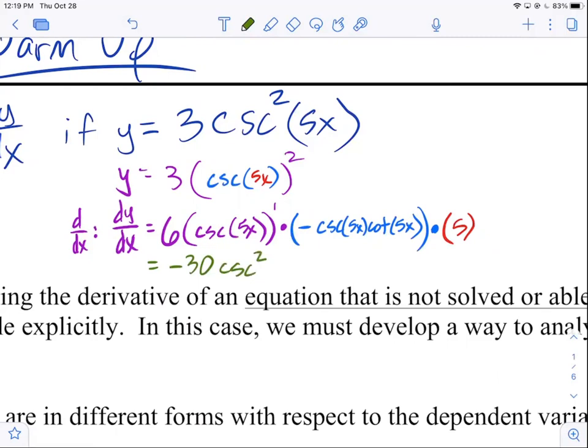All right, negative 30 cosecant squared. We can write it back in that condensed form, yes? Yes. Of 5x times cotangent of 5x. We don't need the Bendelay bullets there because multiplication is implied, right? You can add them in if you want to.